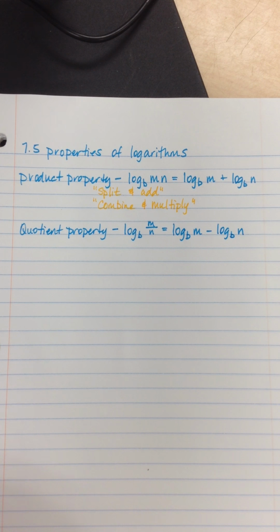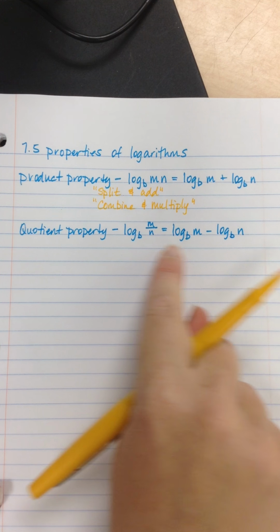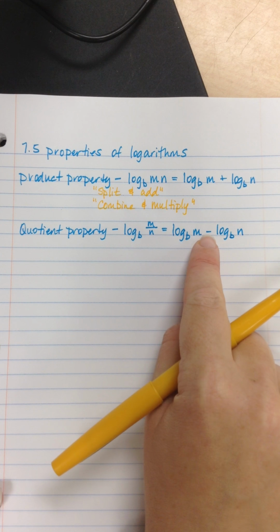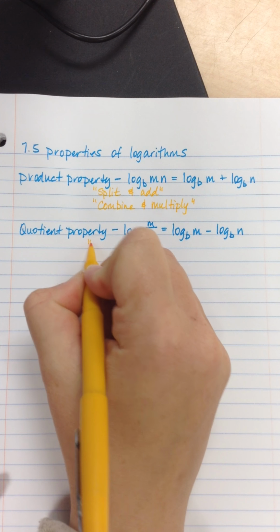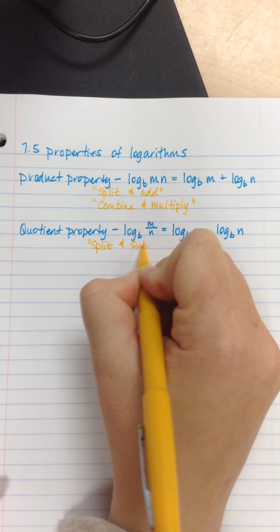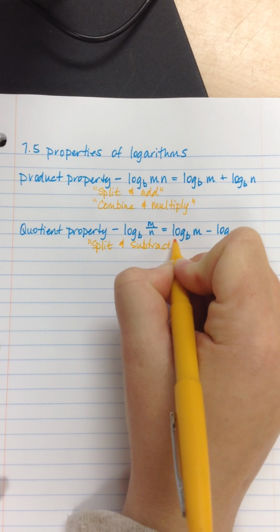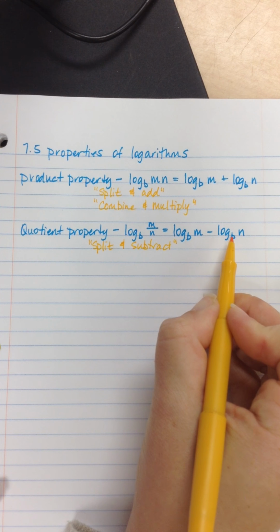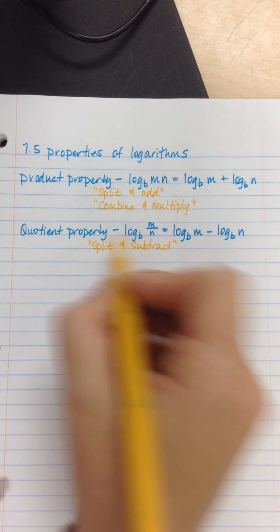So again, if we're going from dividing, if we're going in the normal way, then we're going to split and subtract. And if we're going in the reverse way, we will combine and divide.